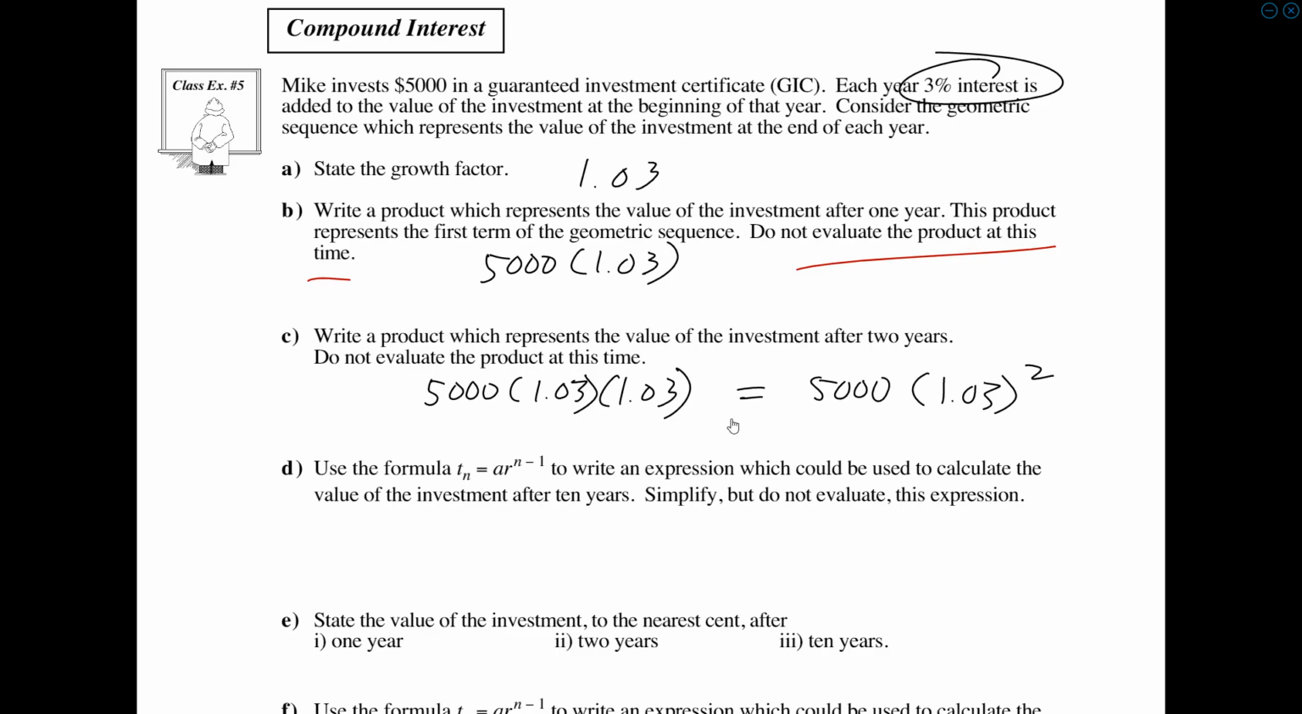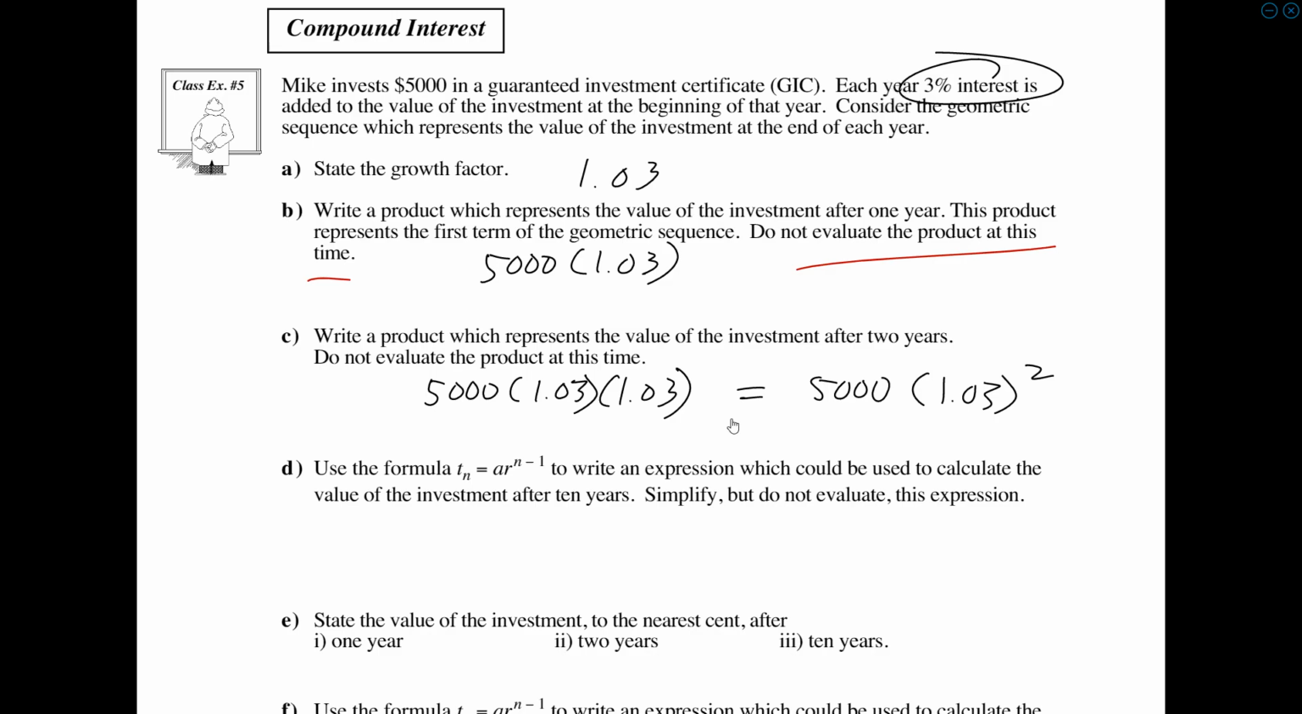Now let's just think about this for a second. Use this formula to write an expression that could be used to evaluate the value of the investment after 10 years. So let's go back to what we were talking about at the beginning of this lesson. What's the value after 1 year? After 1 year, it's this, right? And this is here after 2 years. So we're wondering what after 10 years. So what would we expect to have happened after 10 years? If this is the value after 1 year, this is the value after 2 years.